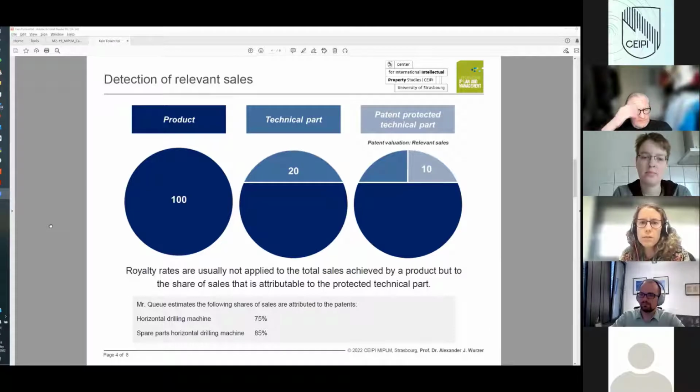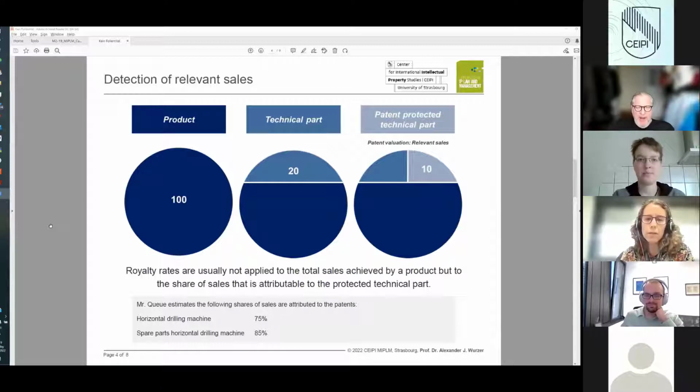It's estimated to be 75% because it's highly innovative with nothing similar on the market, and the share in the product of the brand and so on is not so high. The real differentiator is the technology here. And it's even more for the spare parts because most of the patents are not dealing with the whole machine, but with specific parts of the machine. So for the parts, the real value of the part is linked to the patent.